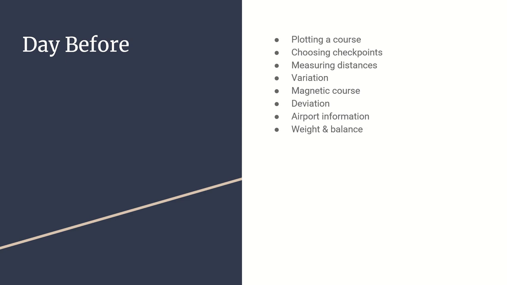So we're going to start by figuring out our course. We're going to pick out some checkpoints. We're going to measure distances, consider variation, magnetic course. Deviation, you can kind of do the day before. I'll talk more about that when I get to it, but it might also be a second day thing. And then fill in all the information that we can about the airport. And then weight and balance we can usually do the day before if you're a student at SIU, because we expect you to go on cross country with full fuel.